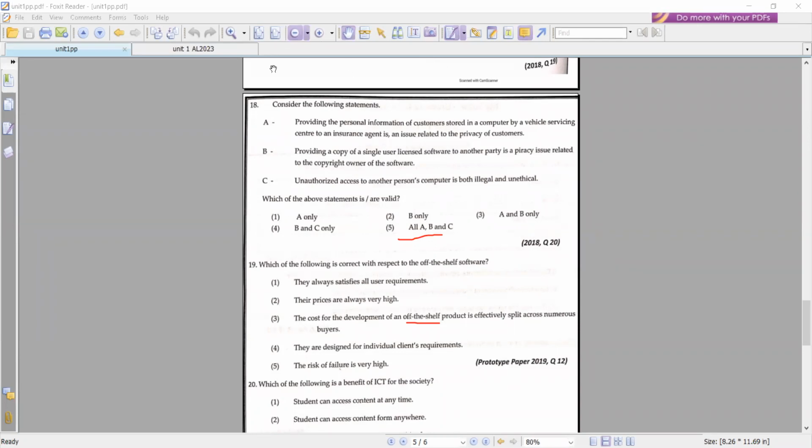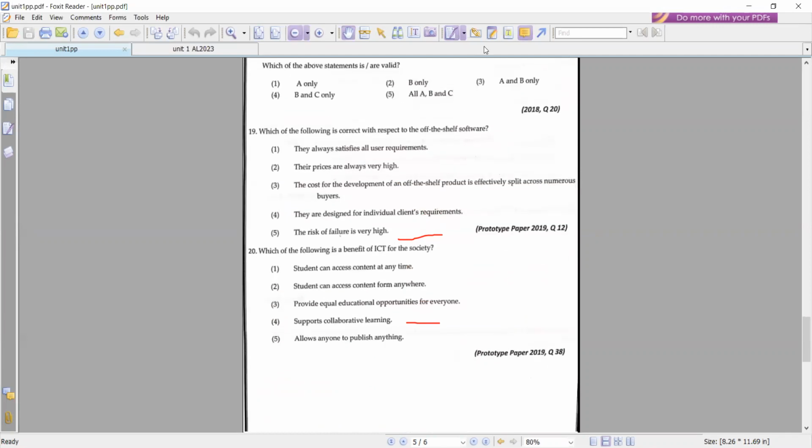We will go to the last one, the 20th. Now these two questions have been extracted from the 2019 prototype paper. Others are from past papers. You can see the year.